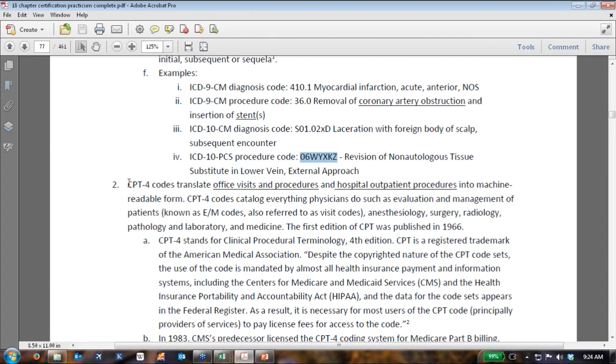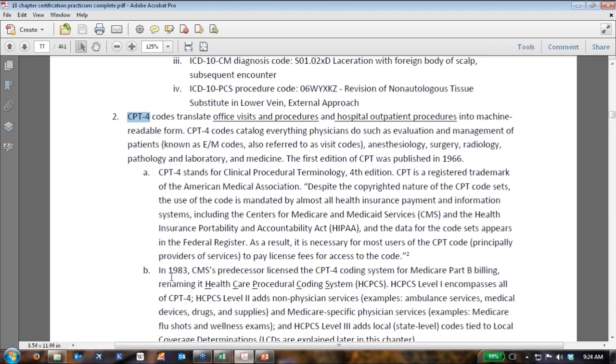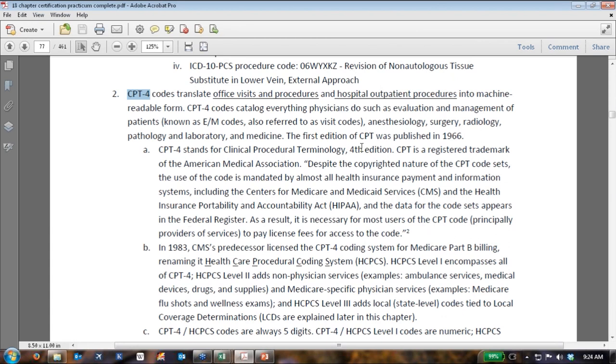But I told you on the outpatient side and the physician side, we use something different, and it's the CPT-4 system. It is proprietary. It's owned by the American Medical Association, and it is relatively new. It's in its fourth edition now, and it is proprietary, which means that if you want to use it, which for instance CMS uses and many payers do, you have to accept the terms and conditions on the internet, bowing your head to the American Medical Association, which licenses this system for our use. So CPT was designed around everything that doctors do, office visits and procedures, and hospital outpatient procedures. So that's what the CPT-4 catalog encompasses. Again, it translates it into machine-readable form.